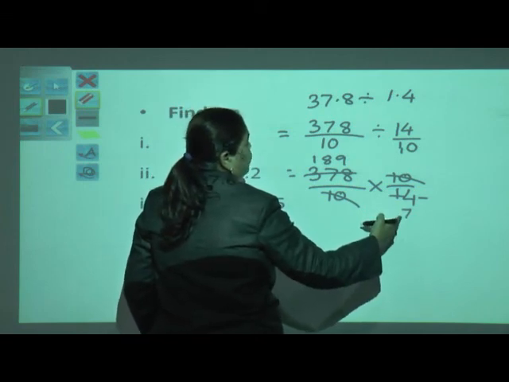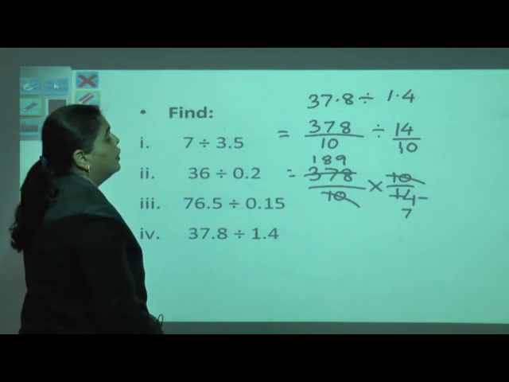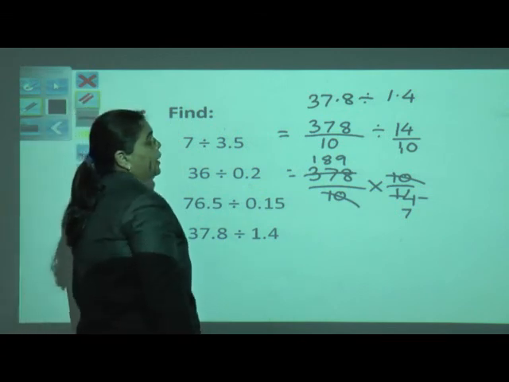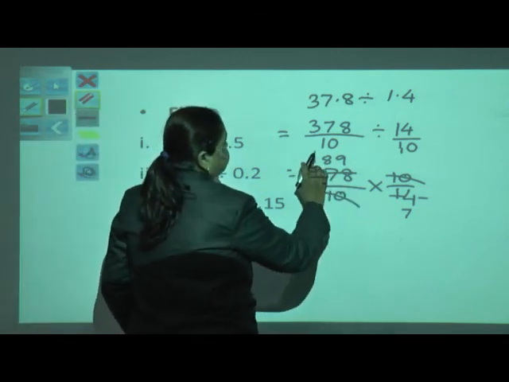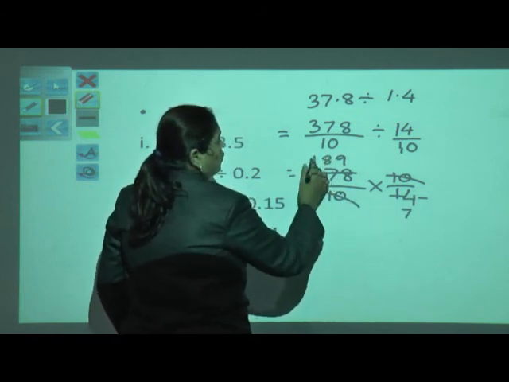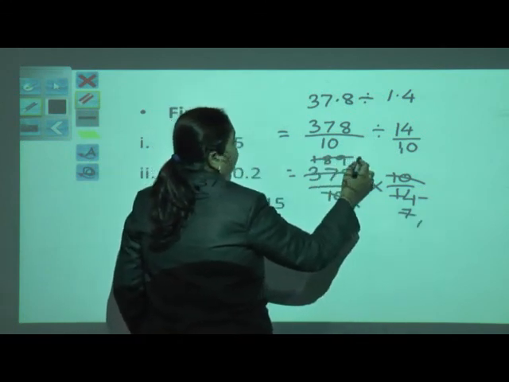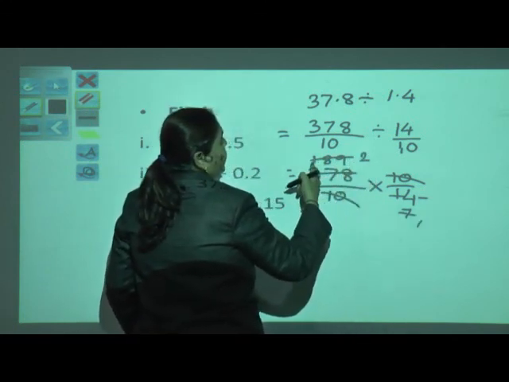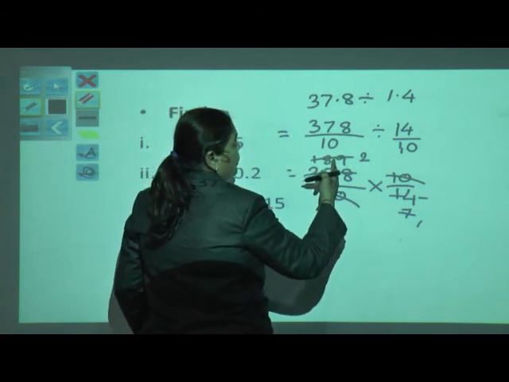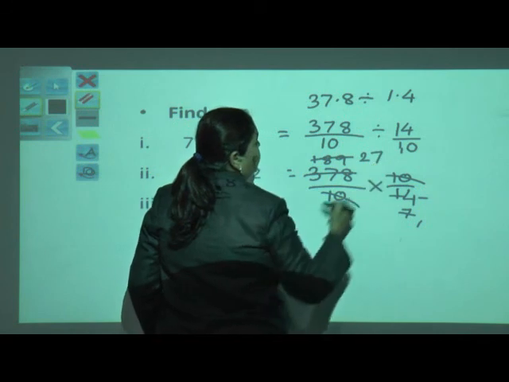Now we have to see that this number is reduced by 7, so if it is reduced by 7, what will be the answer here? 7 ones are 7, 7 twos are 14, 18 minus 14 is 4, so it is 49, 7 sevens are 49.